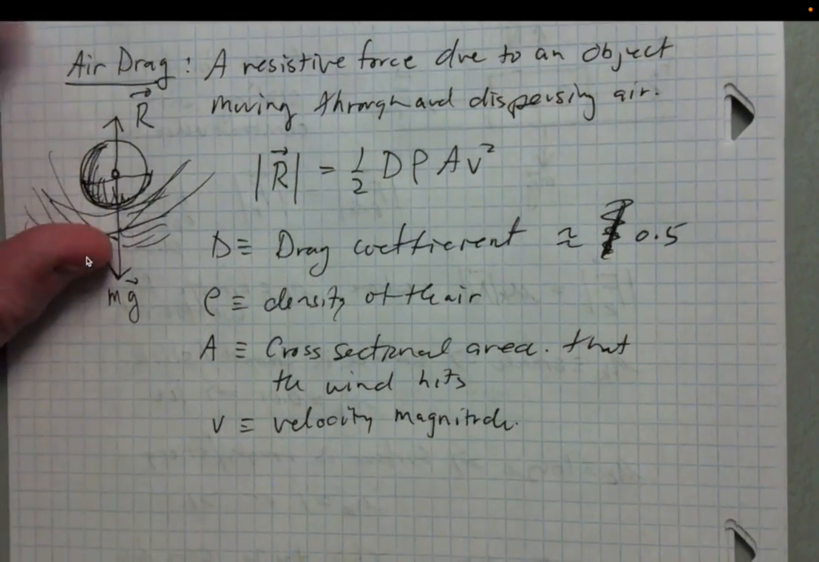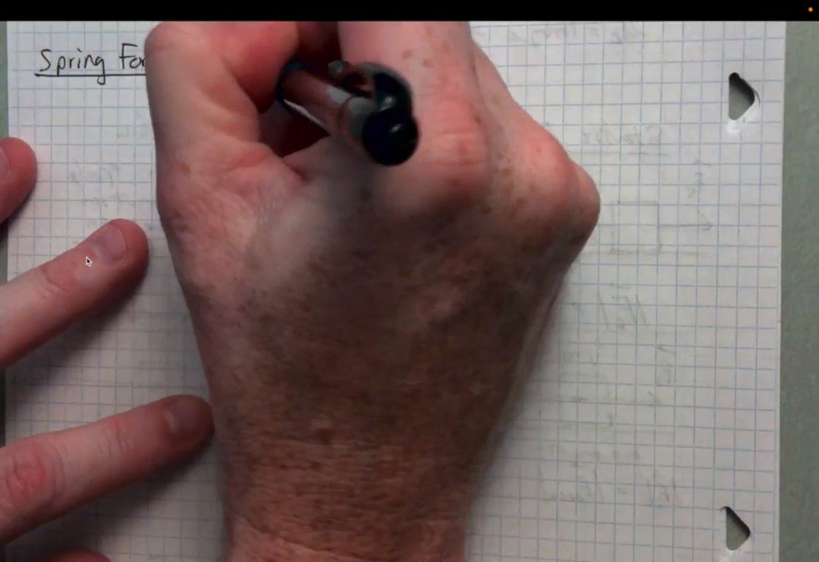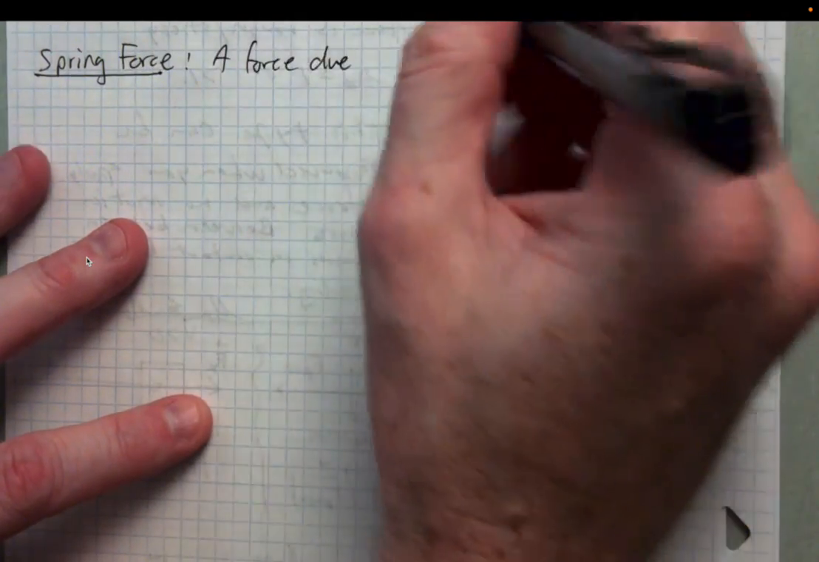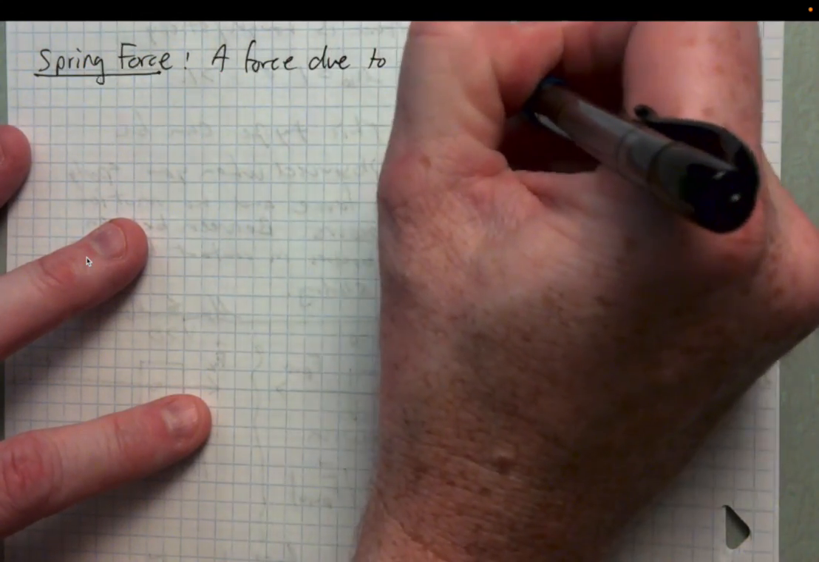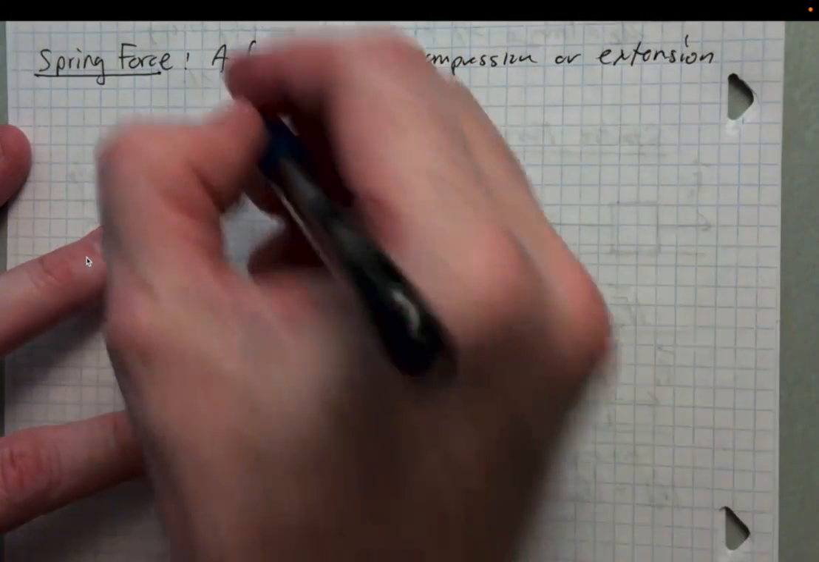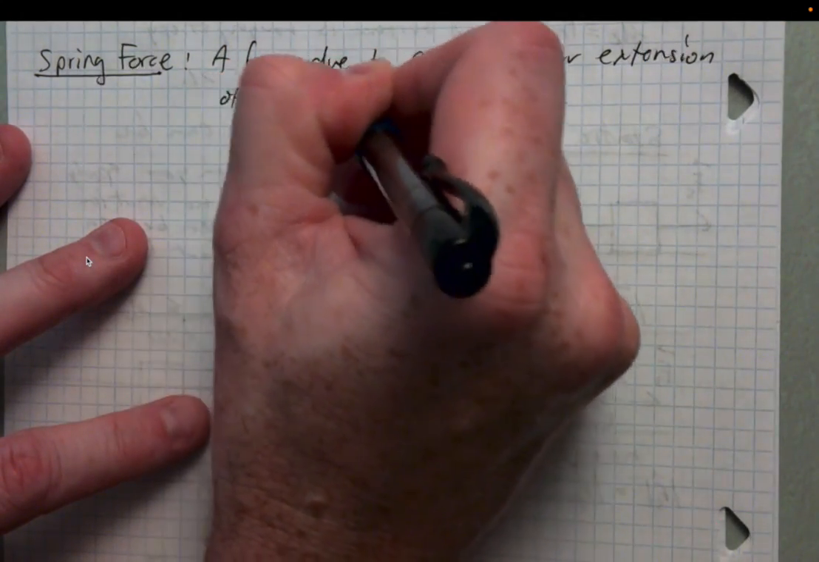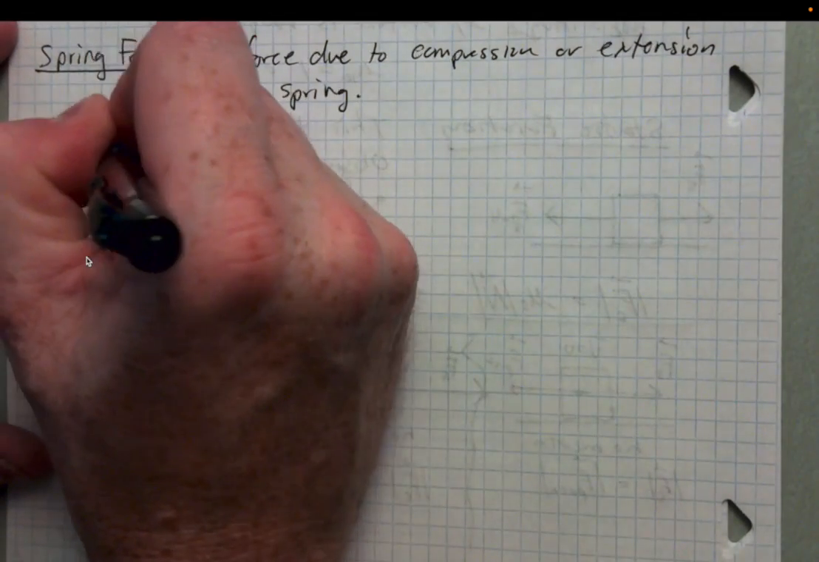Okay. All right, and so that's all we'll say about air drag for now, and we'll jump into the next force, which is the spring force. This is one we'll use a lot, as a lot of our problems will involve springs. And so this is a force due to compression or extension of a spring. So the way to think about this is, let's draw a little situation here.